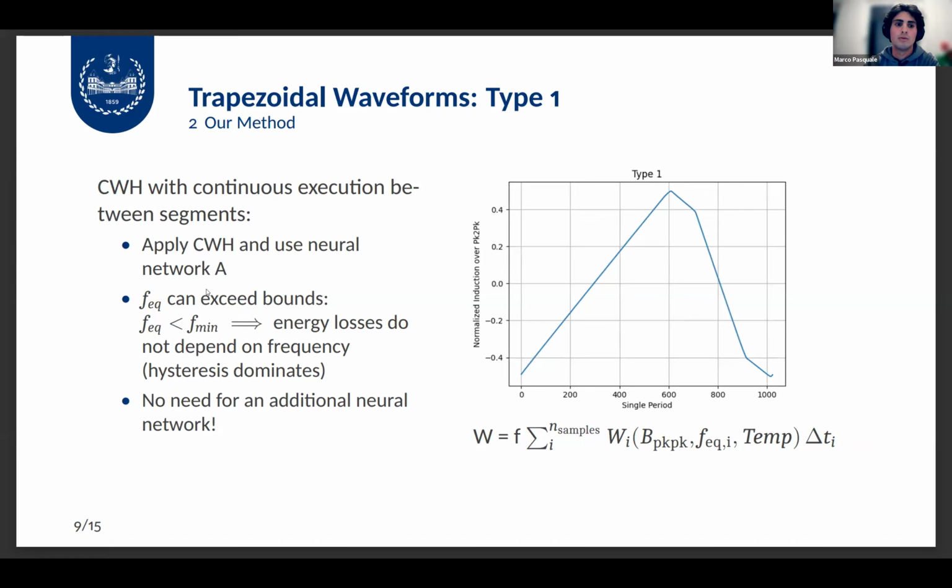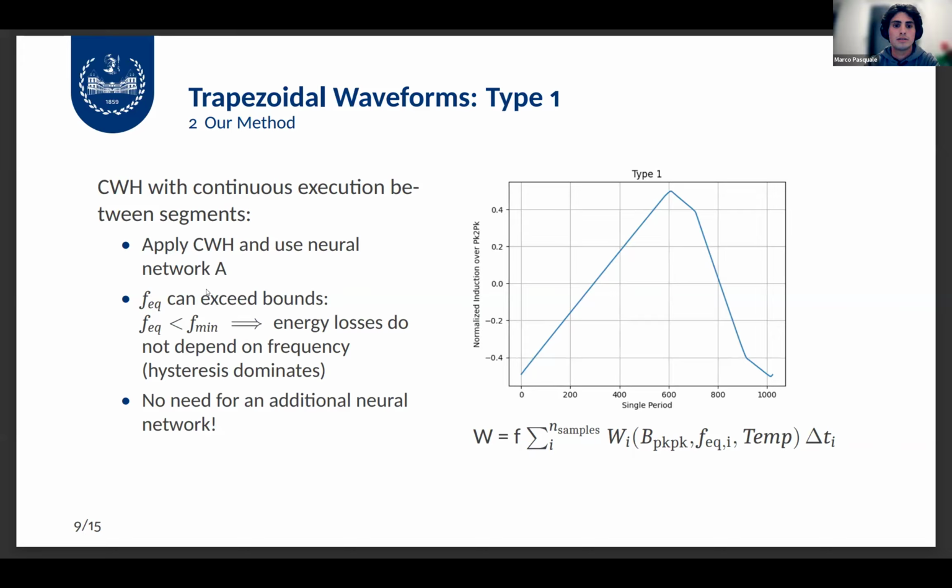The problem is that we can get equivalent frequencies in the standard CWH approach that exceed the boundaries of frequencies present in the dataset. So for frequencies that are higher than the maximum frequency, we just rely on the neural network. But for frequencies that are lower than the minimum frequency, we just know that the leading loss mechanism is hysteresis, so the energy loss is constant.